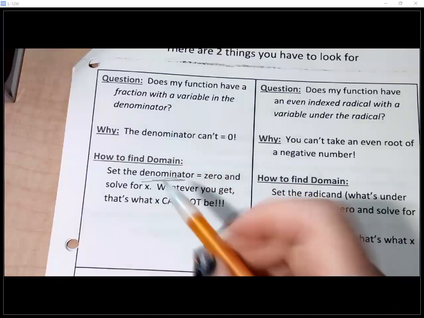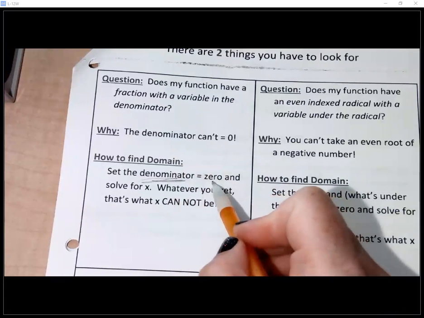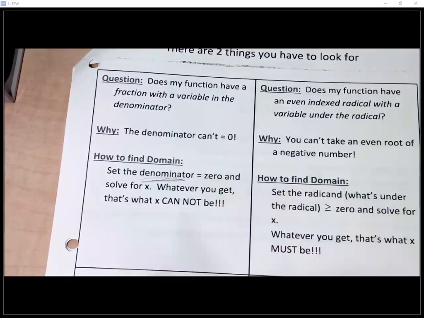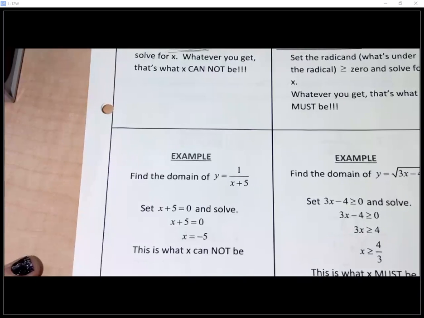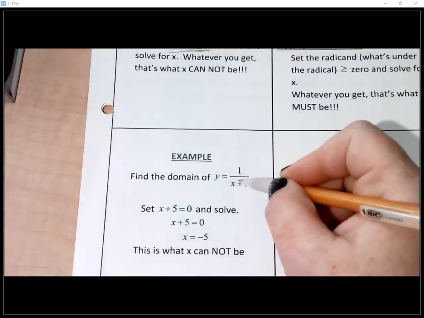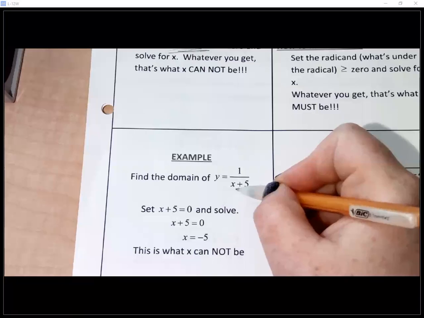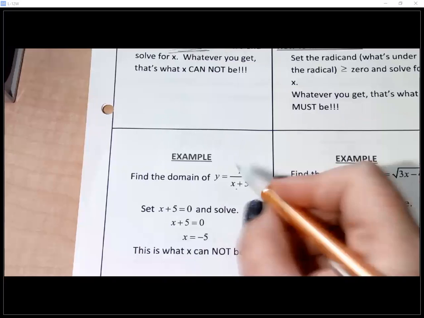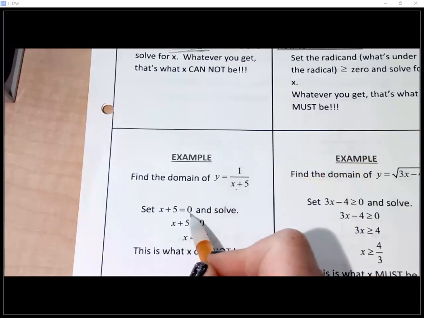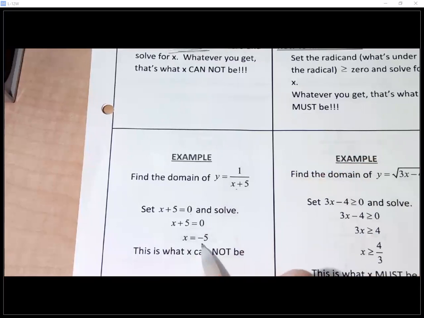So I'm going to take that denominator, set it equal to 0, and solve for X. Whatever you get, that's what X cannot be. I can have anything else, but I can't have whatever is going to give me a 0 in the denominator. So let's look down at the example. Here I have one of those functions that has a fraction with a variable in the denominator. This is the time I need to be careful. So I take just the denominator, x plus 5, set it equal to 0, and solve. X cannot equal -5, but I can have anything else.